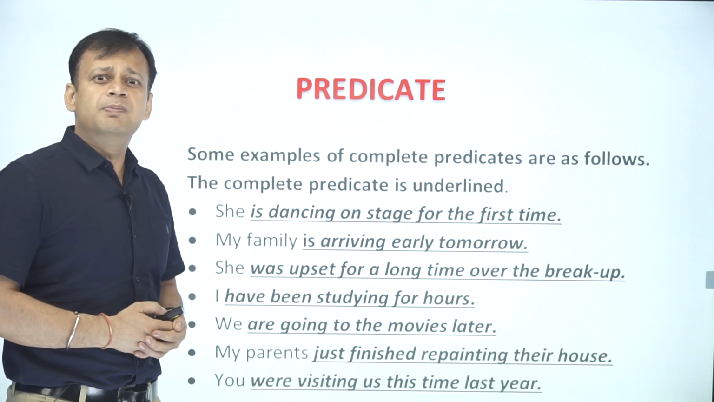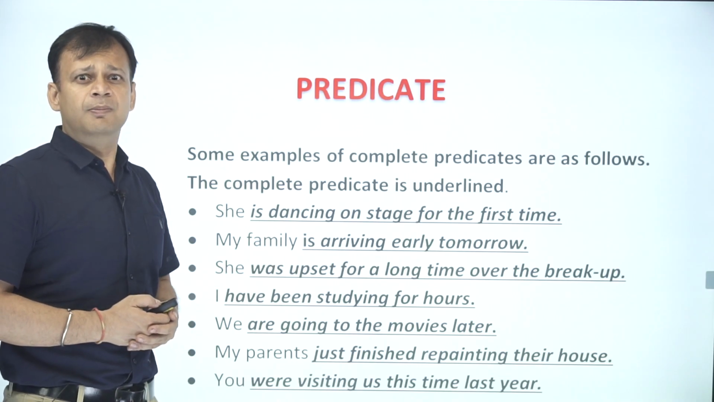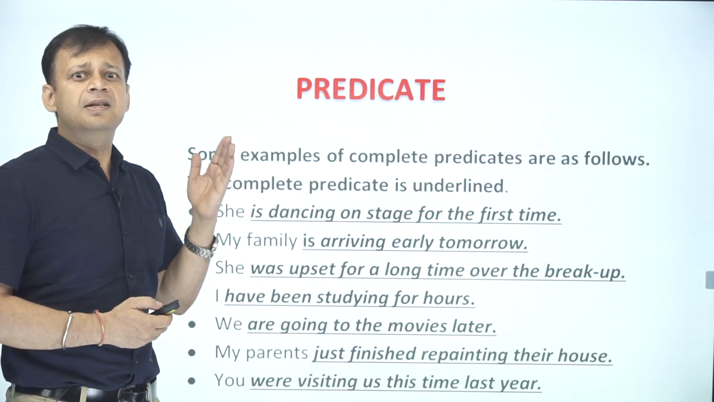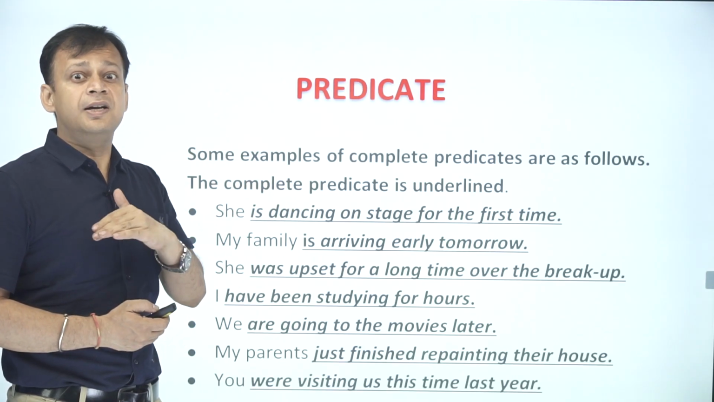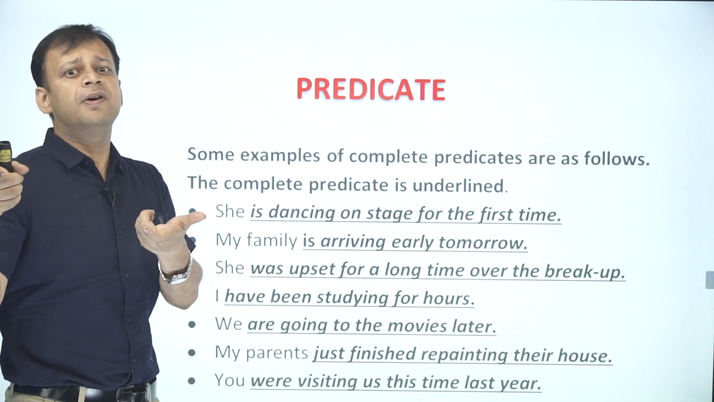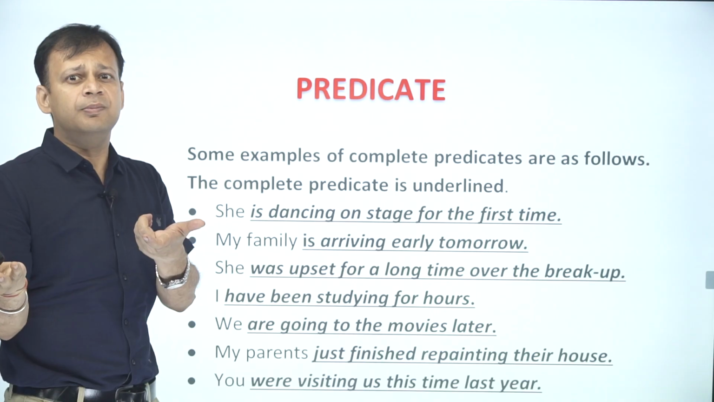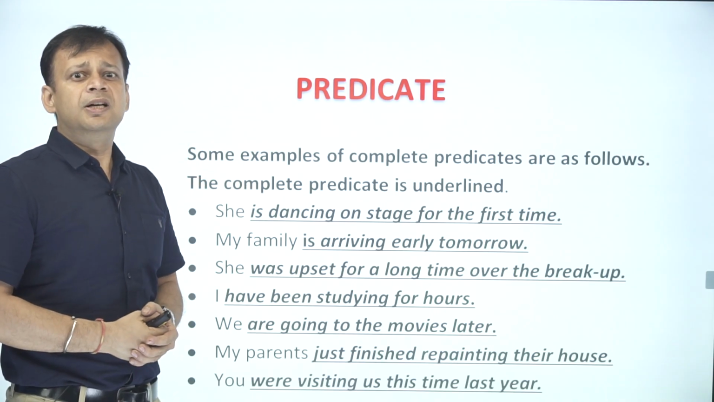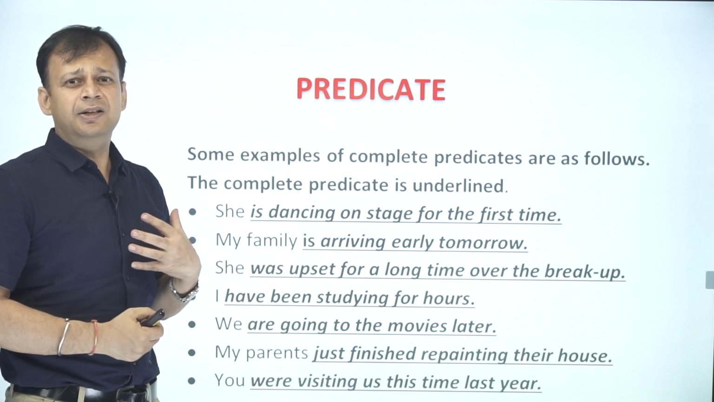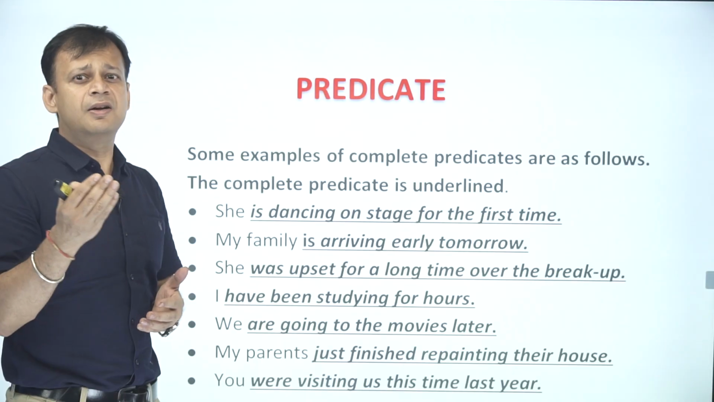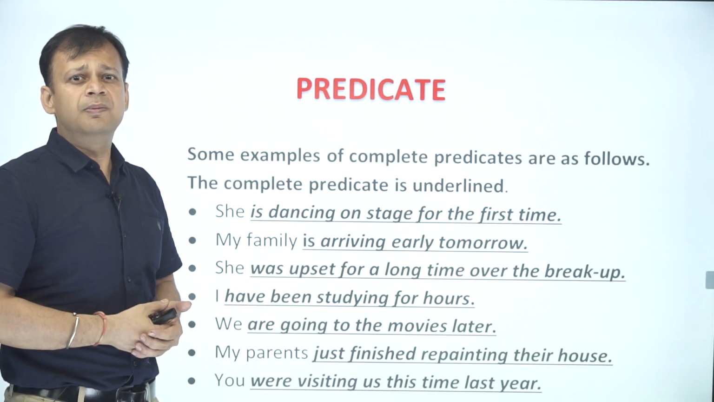Some examples of complete predicates are as follows. The complete predicate is underlined in this case. She, the subject, is dancing on stage for the first time. So here is dancing on stage, plus that is being modified by the information for the first time. So this complete set of information becomes your complete predicate. My family, the subject, is arriving early tomorrow. So here is arriving early tomorrow is the complete predicate.